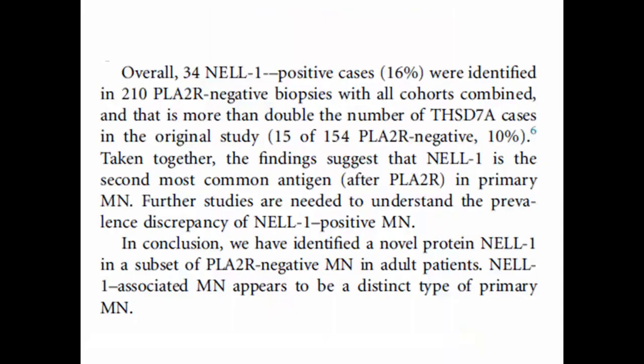Okay, but yes, overall 34 NELL1 positive cases, 16%, were identified in 210 PLA2R negative biopsies with all cohorts combined, and that is more than double the number of thrombospondin cases in the original study. So practically, he's saying that it is the second most common antigen after PLA2R in membranous. Further studies are needed to understand the prevalence discrepancy of NELL1 positive membranous. In conclusion, he said that we have identified a novel protein NELL1 in a subset of PLA2R negative membranous in adult patients, and NELL1 associated membranous appears to be a distinct type of primary membranous.